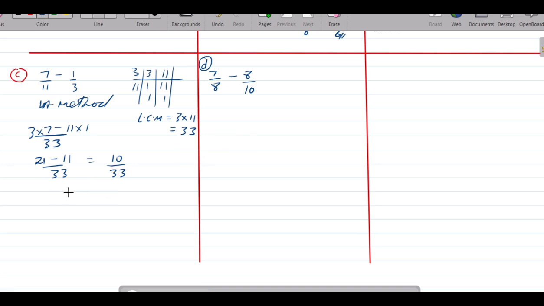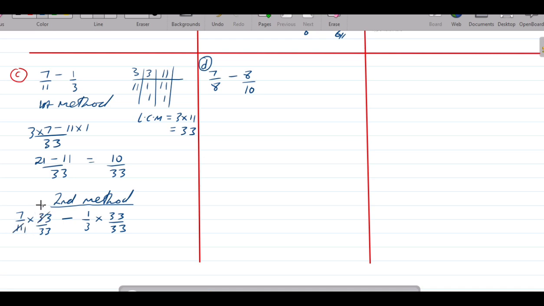So let's use the other method to figure out this particular answer. Let's call this one the second method. Now, the second method I'm going to adopt is changing the unlike denominator to a like denominator. So we've already determined our LCM, don't forget. So all I need to do is just to say 7 over 11, that is the fraction, multiplied by the LCM, which is 33 over 33, minus 1 over 3 times 33 over 33.